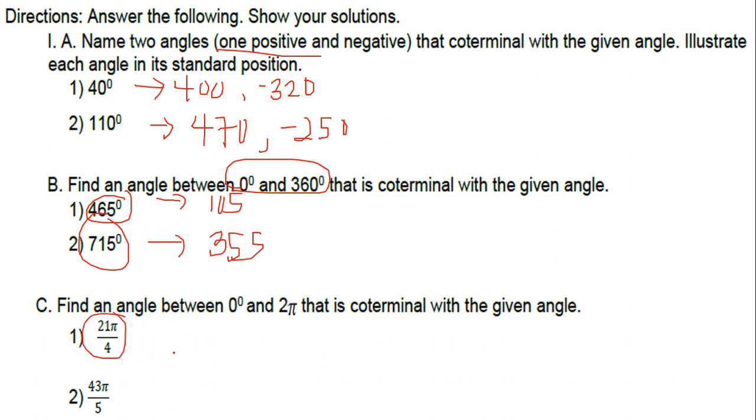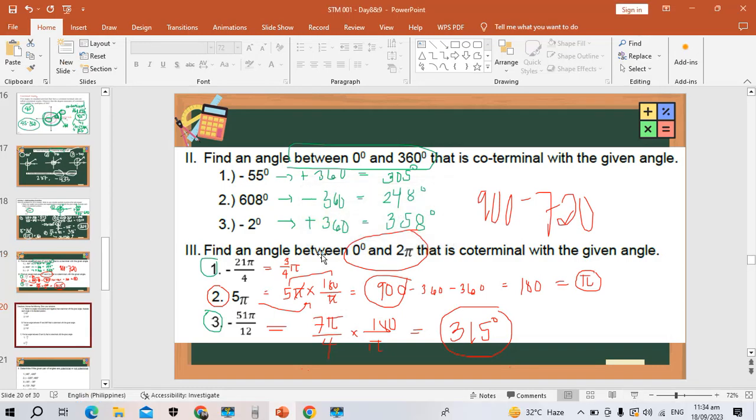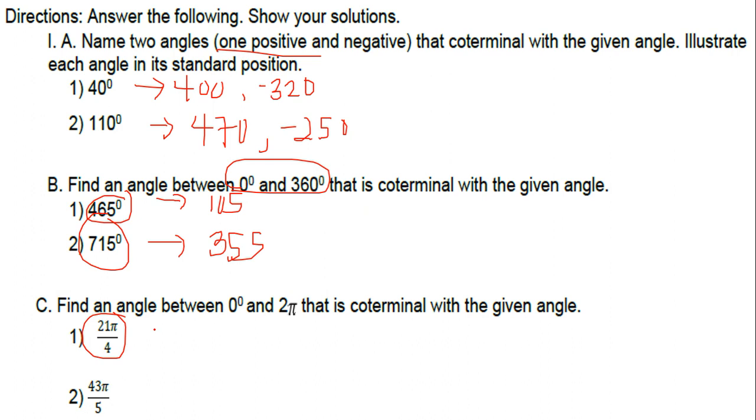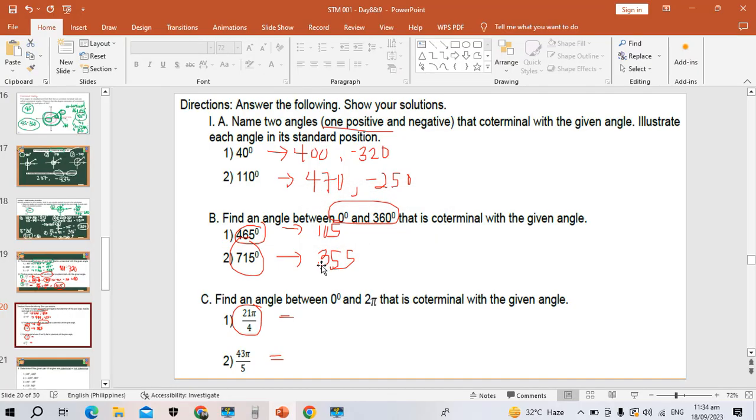How about letter C naman? Find an angle between 0 degree and 2 pi. Oh, positive yan. What is the coterminal of 21 pi all over 4? Kung nahihirapan ka, i-express mo muna yung 21 pi all over 4 into degrees. Answer po. Hindi po pwede. Letter C.